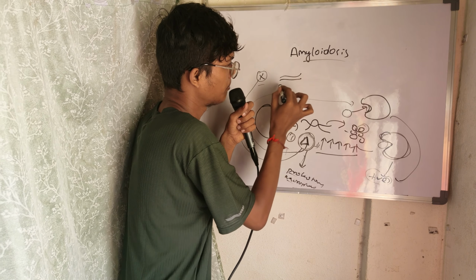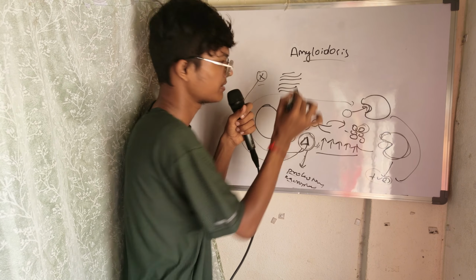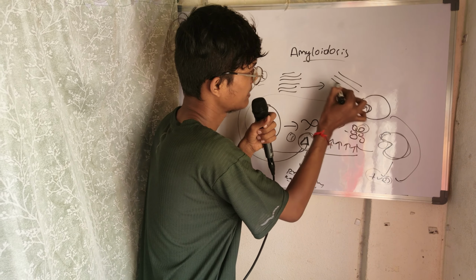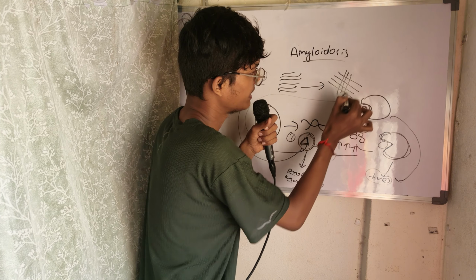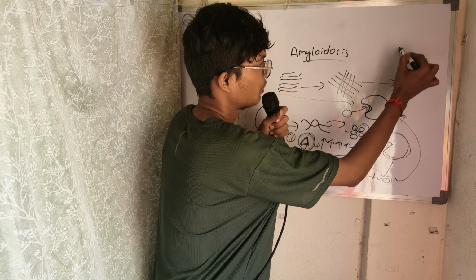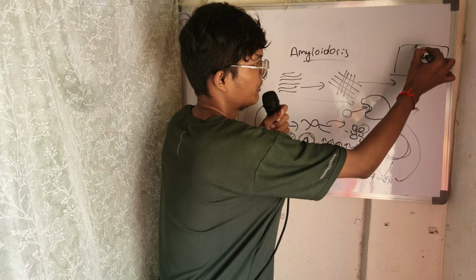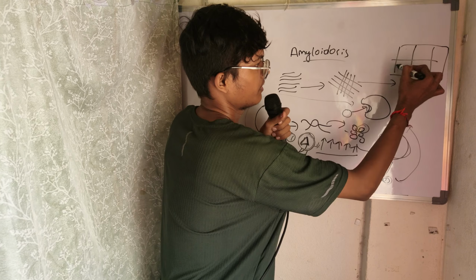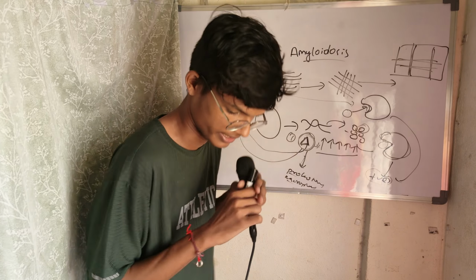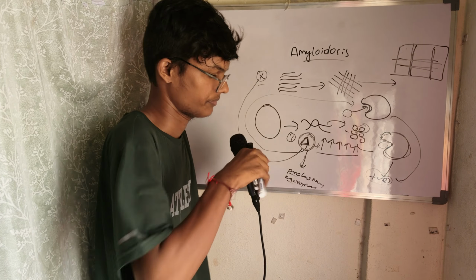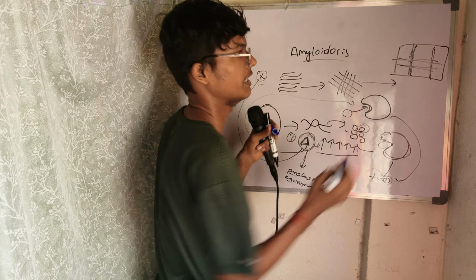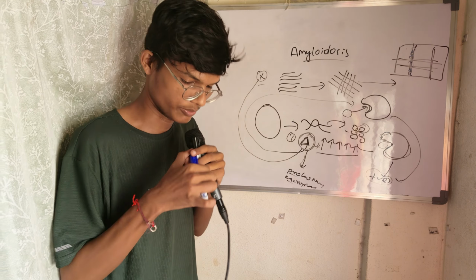These partially degraded fibrils form a specific shape named beta pleated sheet. This beta pleated sheet goes and accumulates in between the cells, in the extracellular matrix. See, here it will get in between the cells, and in between the cells it will get accumulated.